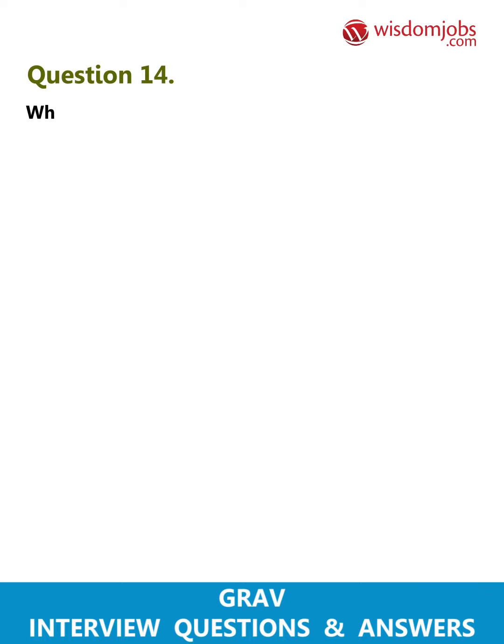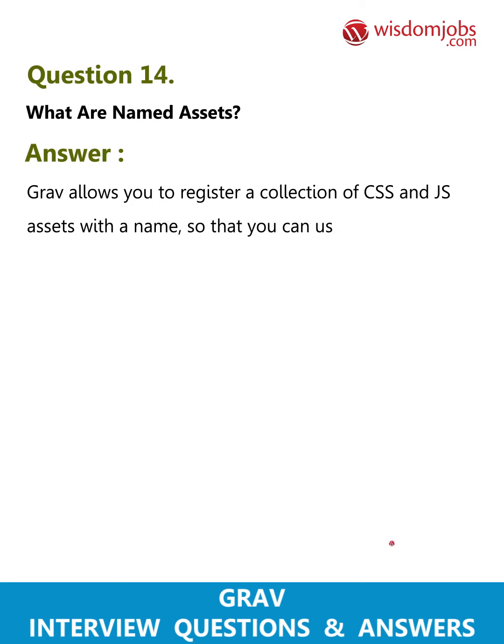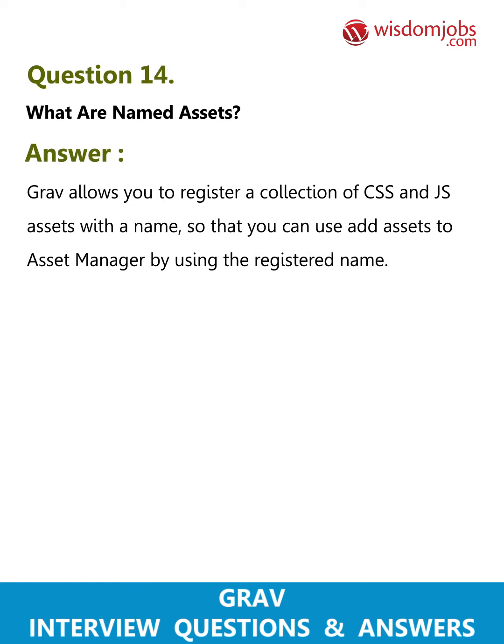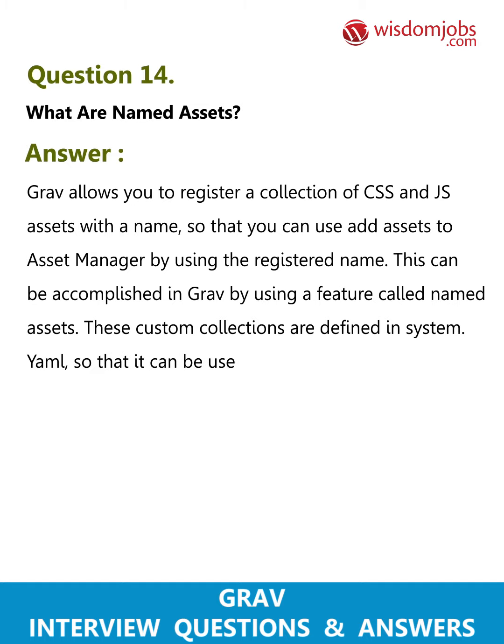Question 14. What are named assets? Answer. Grav allows you to register a collection of CSS and JS assets with a name, so that you can add assets to the Asset Manager by using the registered name. This can be accomplished in Grav by using a feature called named assets. These custom collections are defined in System YAML, so that they can be used by any theme or plugin.